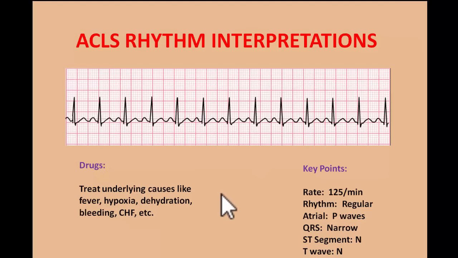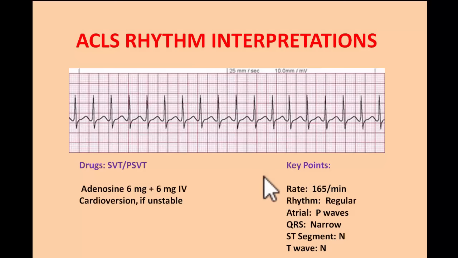So we need to identify the underlying causes and treat them. So sinus tachycardia is not something we can ignore. It is something that is telling us we need to look further to determine what is causing the sinus tachycardia and treat the underlying cause.